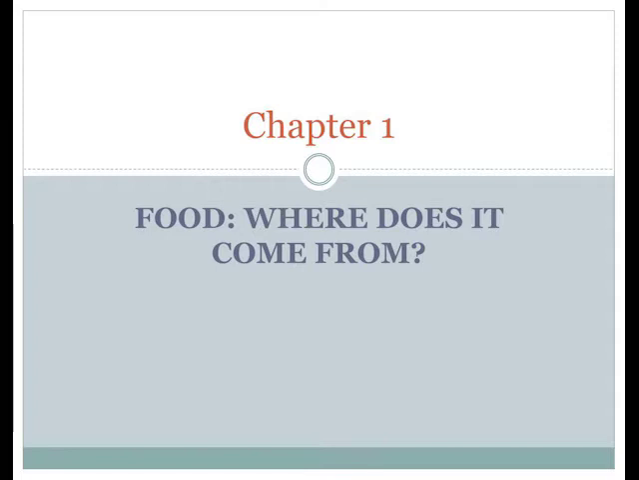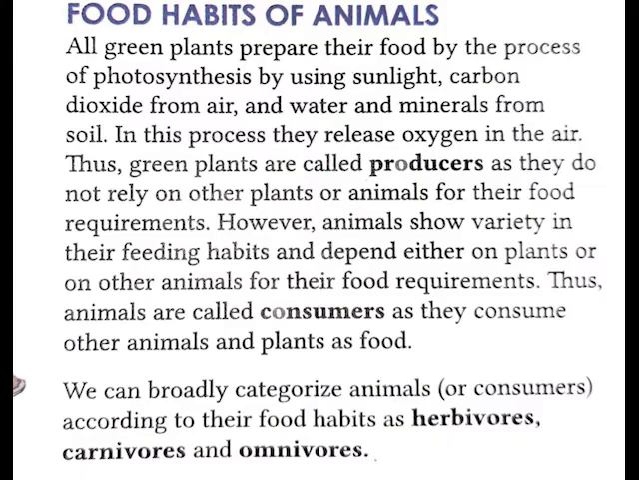The name of the chapter is Food. From where does it come? In this video, we will discuss particularly the food habits of animals and interdependence in nature. On the basis of food habits, animals are categorized into three categories: producers, consumers, and decomposers.